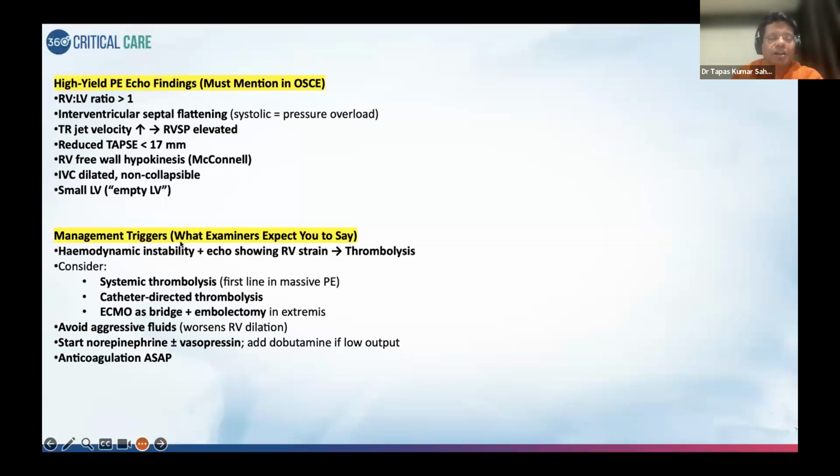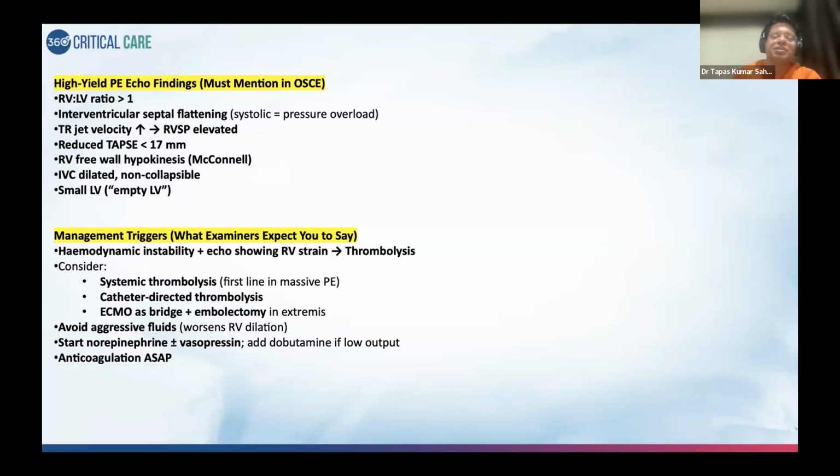Here, hemodynamic instability plus echo showing RV strain, so I would definitely be thinking to start thrombolysis immediately. Now I have to consider systemic thrombolysis, which is the first line in massive pulmonary embolism. You can also think about catheter directed thrombolysis when systemic thrombolysis is high risk, and ECMO if the patient is not maintaining hemodynamics. So maybe I can put the patient on ECMO as bridge therapy, and embolectomy in extreme conditions.